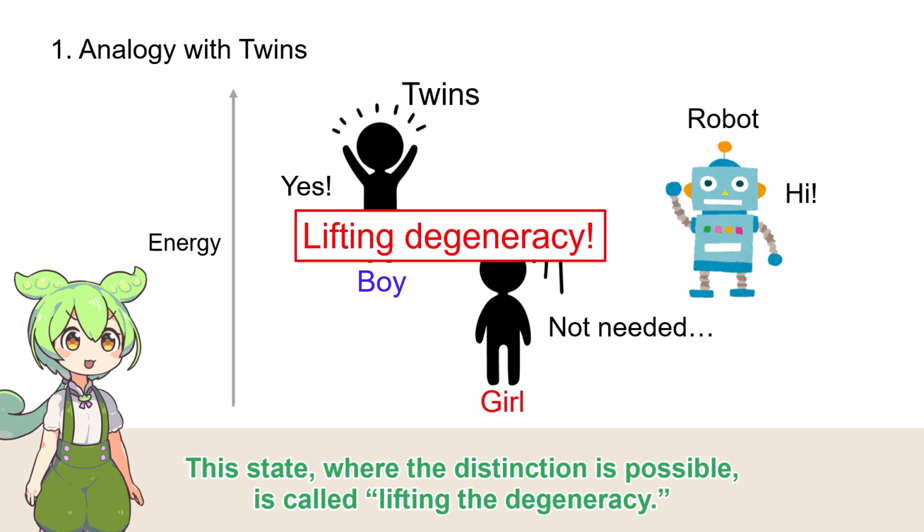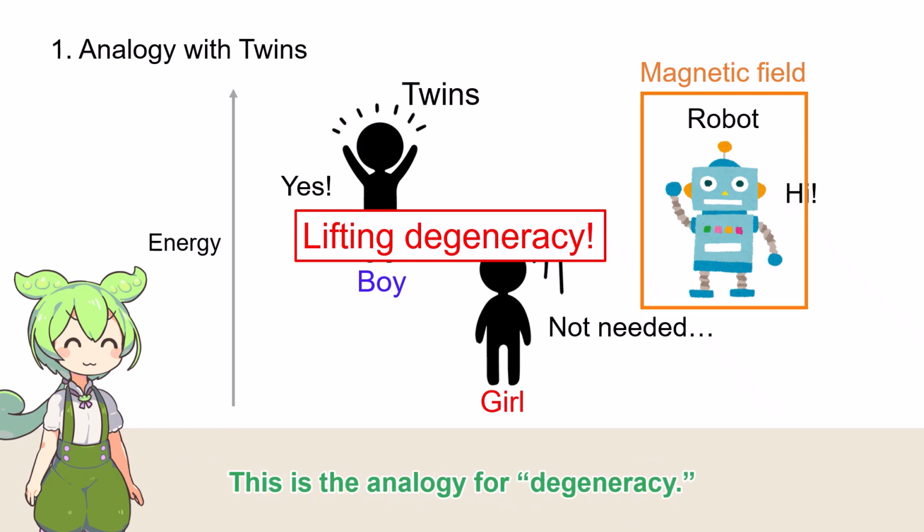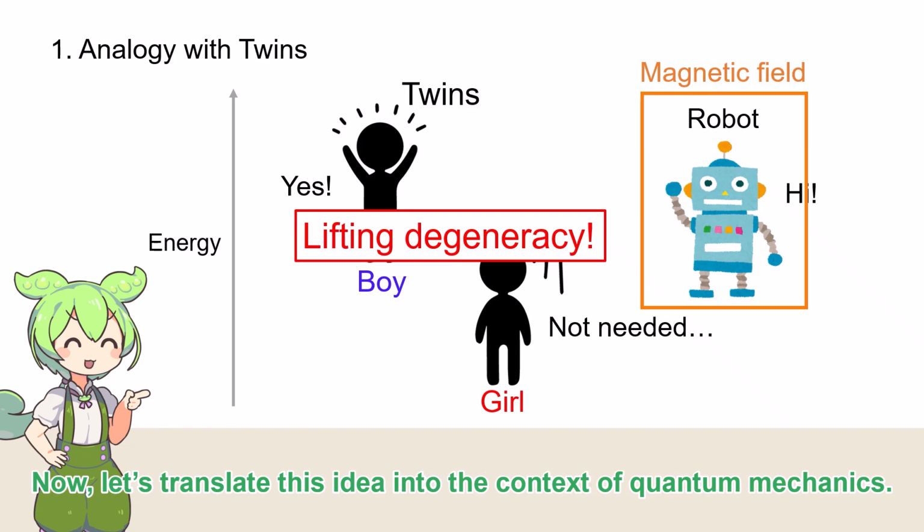This state, where the distinction is possible, is called lifting the degeneracy. In the context of Zeeman splitting, the robot in this analogy corresponds to the magnetic field. This is the analogy for degeneracy. Now, let's translate this idea into the context of quantum mechanics.